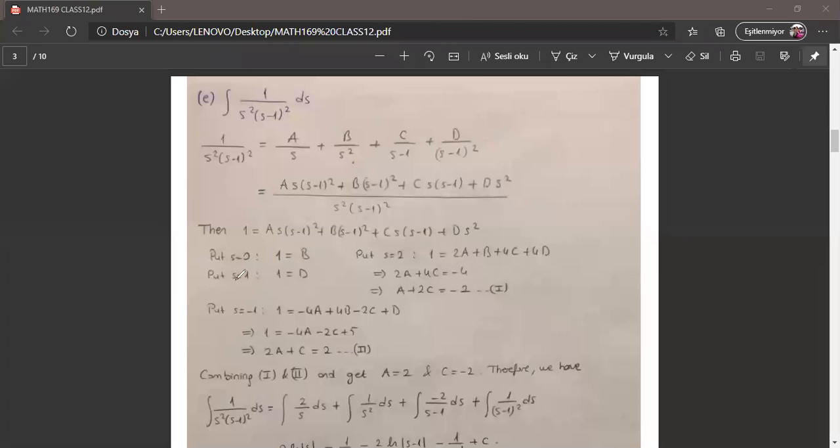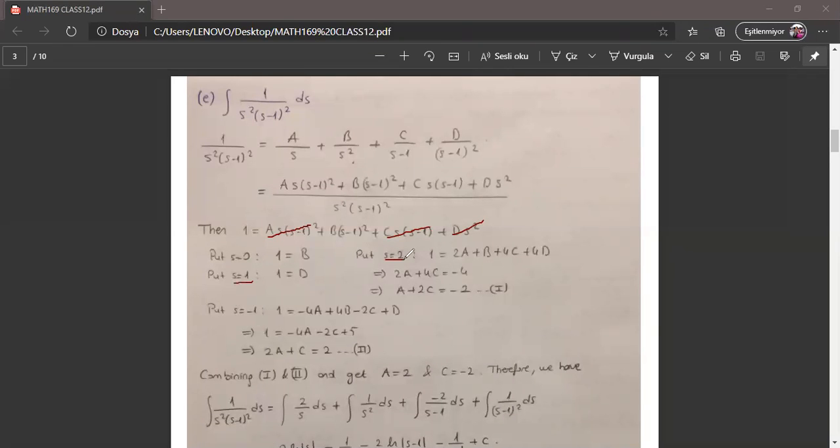So let's make it easier. Let's put s equals 0. What do we have here? On the left, we always have the same constant, 1. And on the right, when s equals 0, this is 0. When s equals 0, this and this are 0. What about it? We put 0, so we have minus 1 squared, which is 1, so we have b. That means b equals 1.